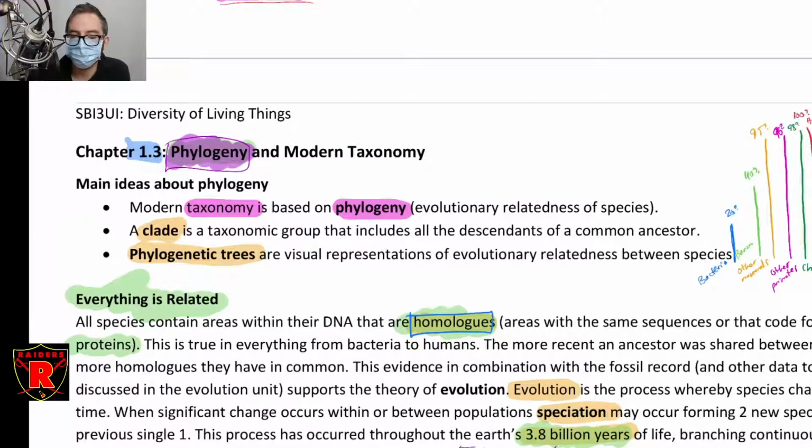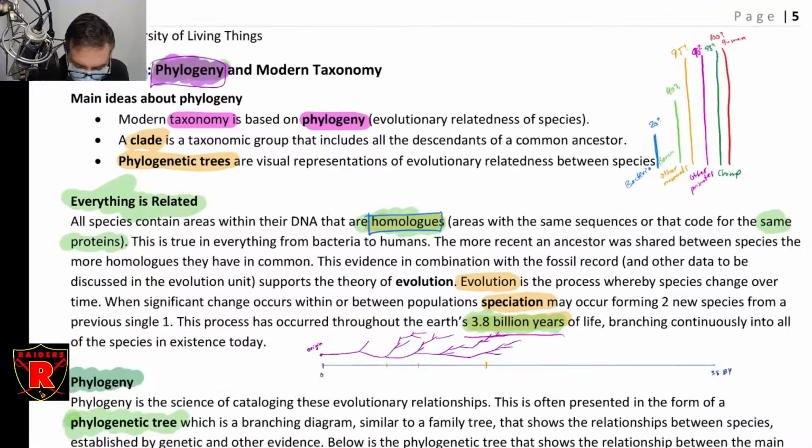Keep in mind that using genetic evidence like this is only maybe 20 or 30 years old. We didn't even have the technology to analyze the genetics of species until essentially my lifetime. So before I was born, this didn't even exist. There was no such thing as phylogeny. We didn't have genetic evidence. So that's kind of cool.